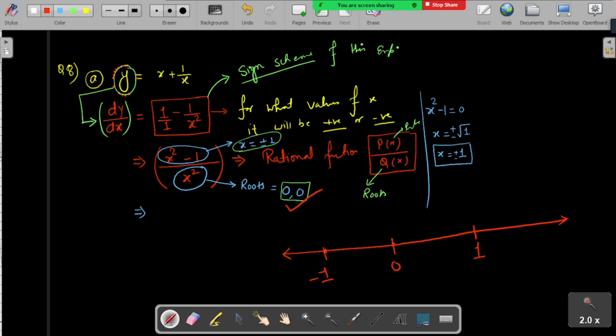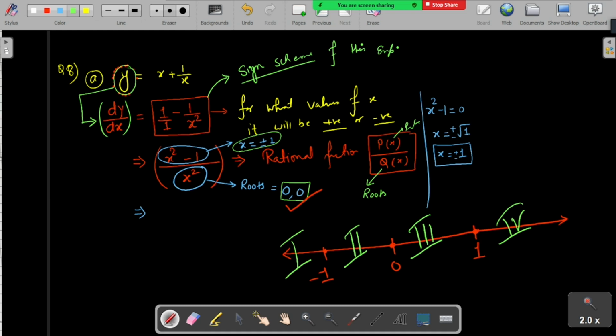After this, you have marked 3 points on this number line. Can you tell me in how many parts this number line gets divided? 4. Excellent. Let us suppose this is the first part, this is the second part, this is the third part, and this is the fourth part. We have almost done the sign scheme of this expression. Our number line gets divided into 4 parts. We have to get the sign of all these 4 parts.